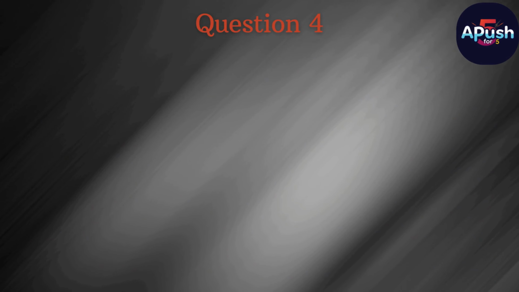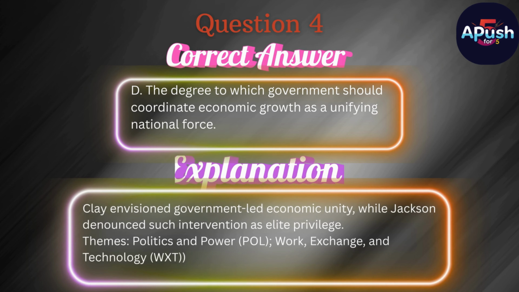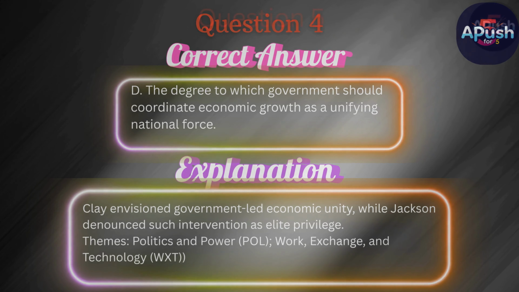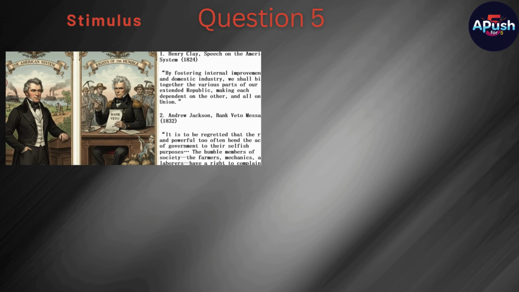The correct answer is D. The degree to which government should coordinate economic growth as a unifying national force. Clay envisioned government-led economic unity, while Jackson denounced such intervention as elite privilege. Question 5. Stimulus. See image.